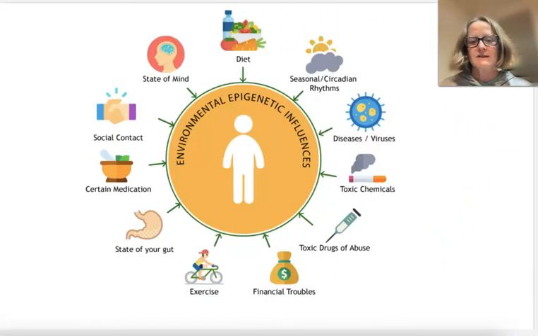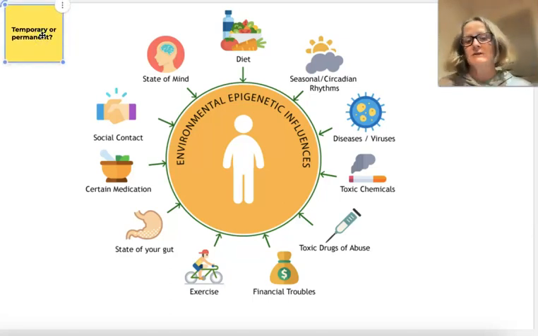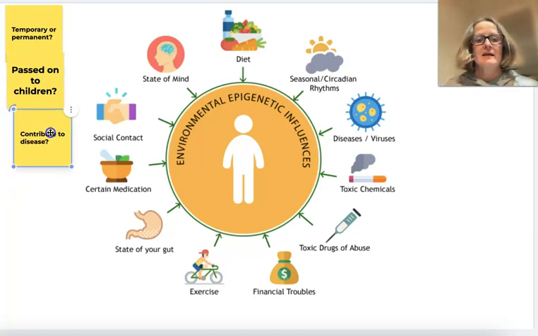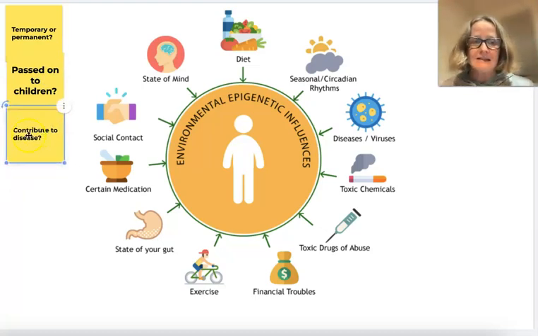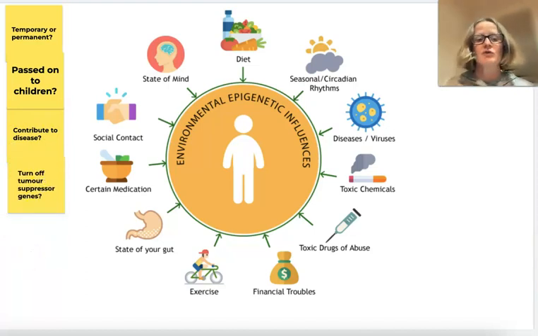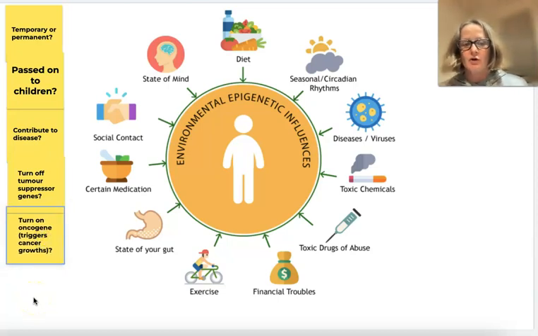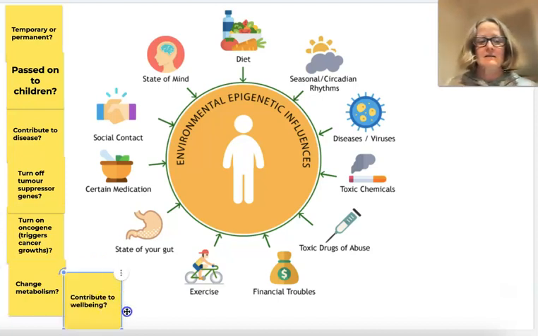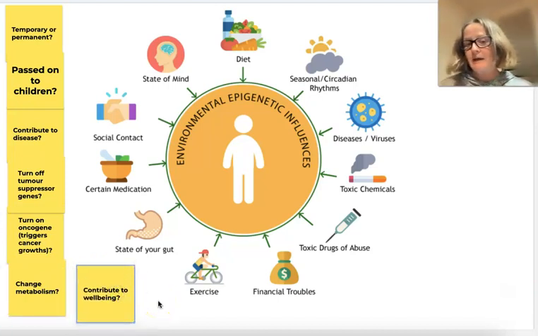So what sort of consequences can we expect from this? Well, there are all sorts of things. We might end up with it being a permanent effect or a temporary effect. So perhaps if it was permanent, you might end up passing it on to your children. It might contribute towards disease because it might turn off tumor suppressor genes, or it might turn on the cancer-causing genes called oncogenes. Maybe it affects your metabolism, and maybe it will contribute towards your well-being.